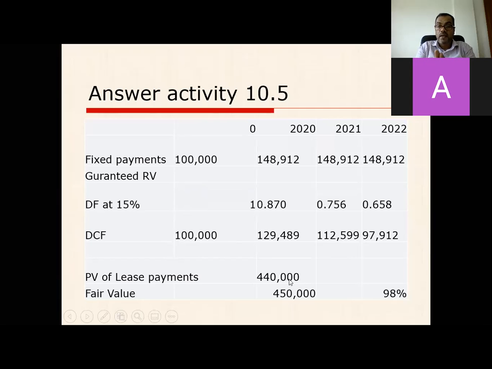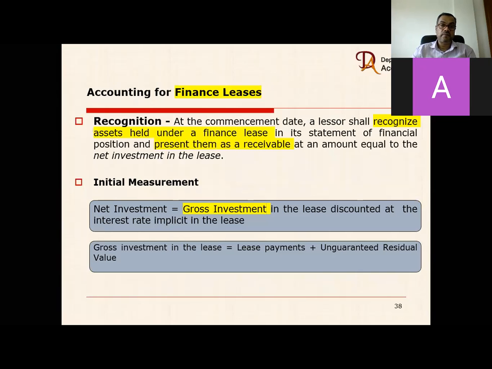But if we want to separate it, the summation of these three is the present value of the lease liability, that is 340, plus this 100,000, 440. That's what it is. It is almost equivalent to the fair value. It is 98%. Then confidently, reliably, you can conclude that, yes, the present value of lease payments is almost equivalent to the fair value. Therefore, this is a finance lease.